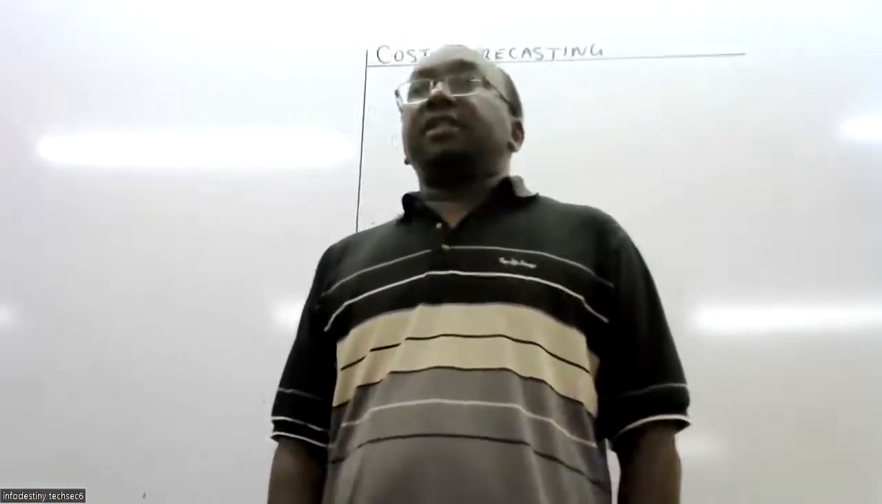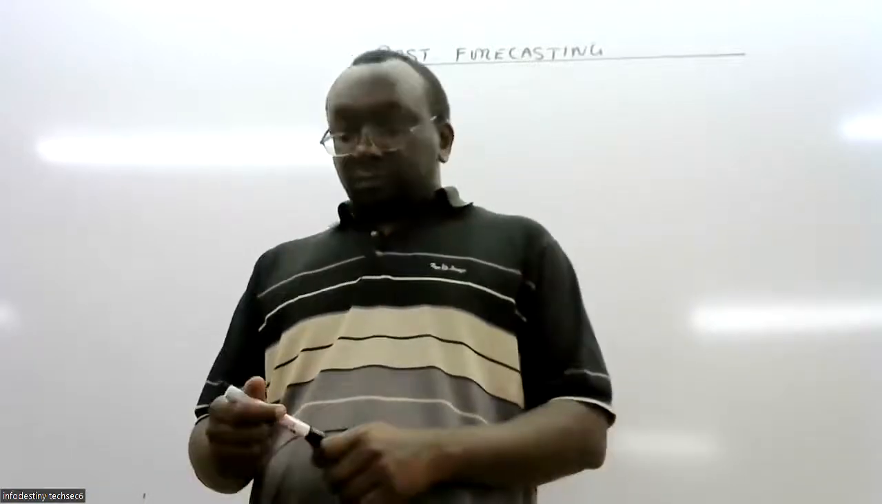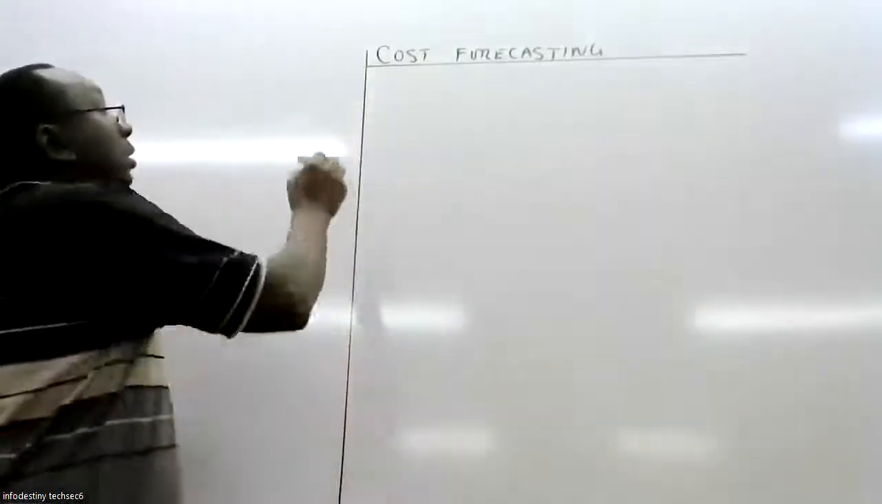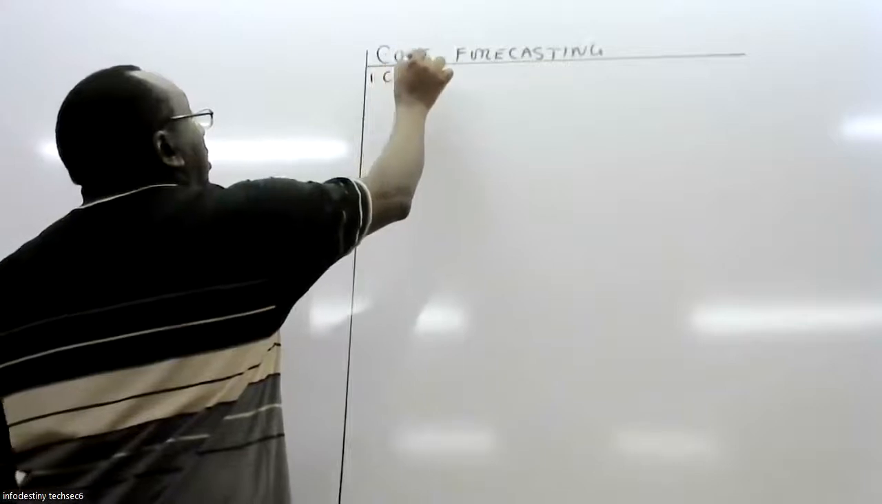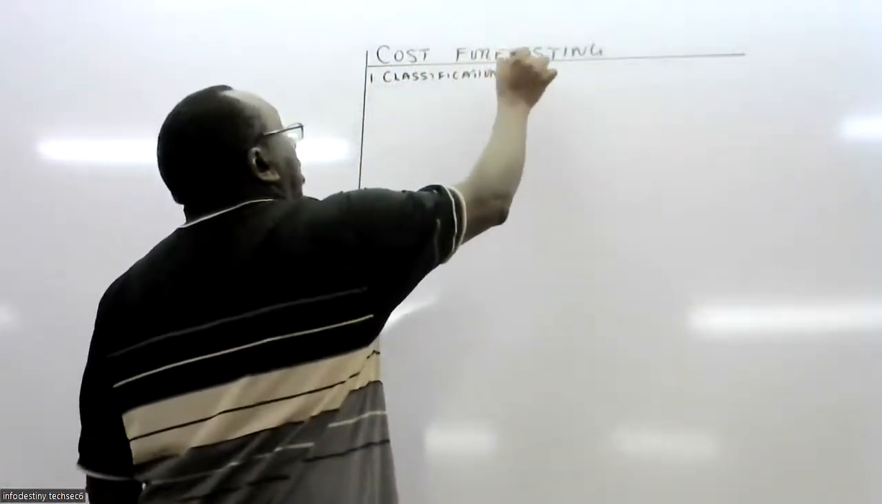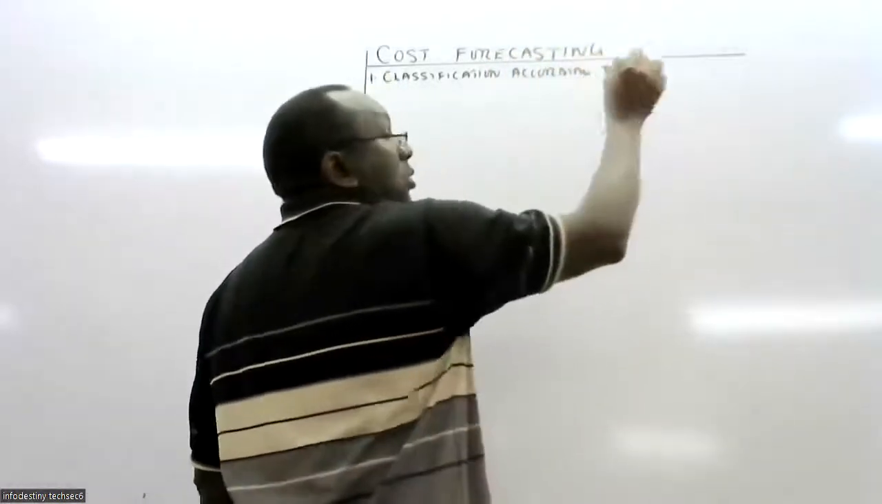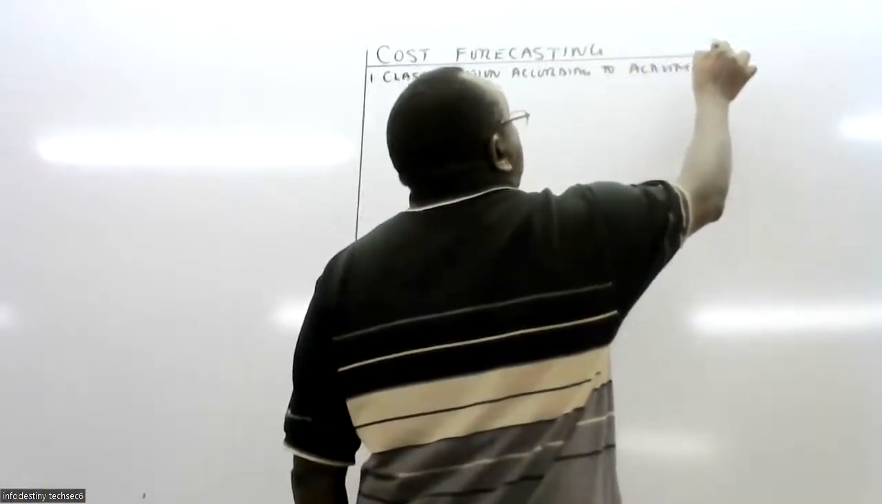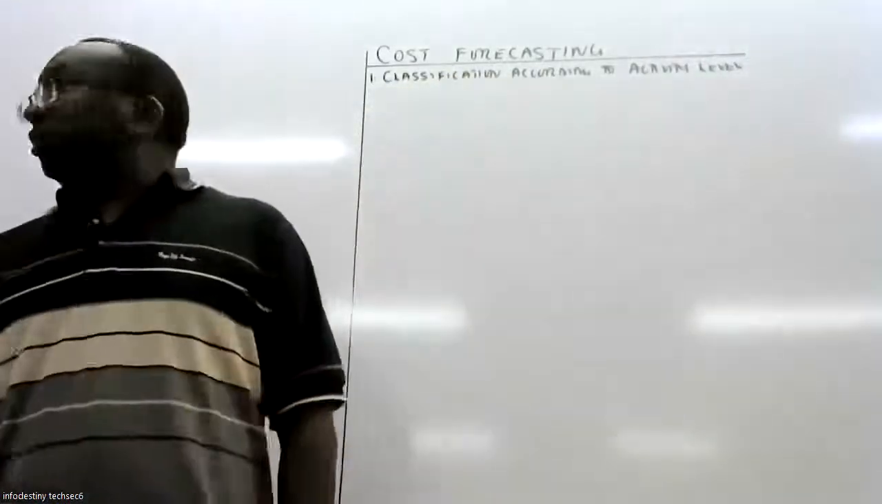There are various ways in which costs can be classified. But the most common and relevant in this area are: one, classification according to activity level.